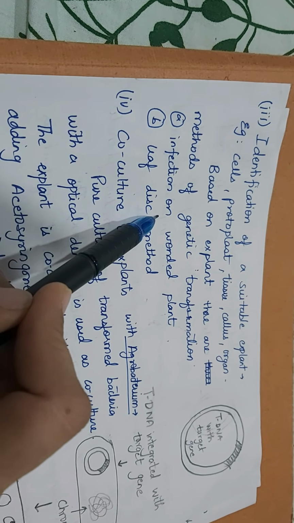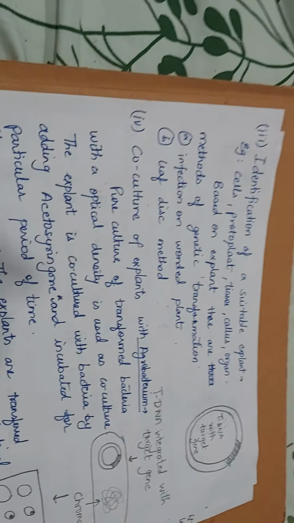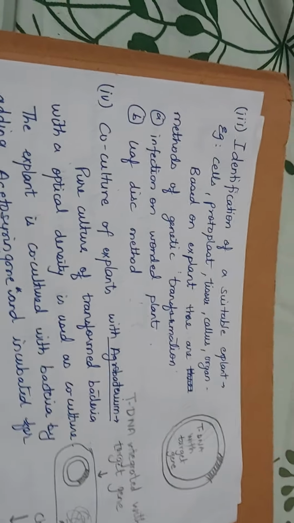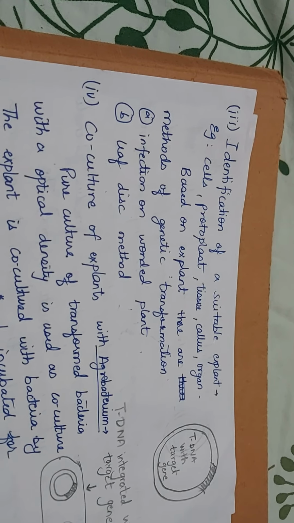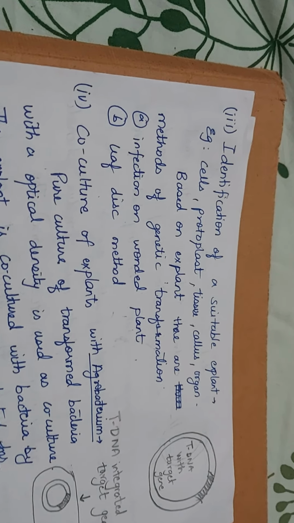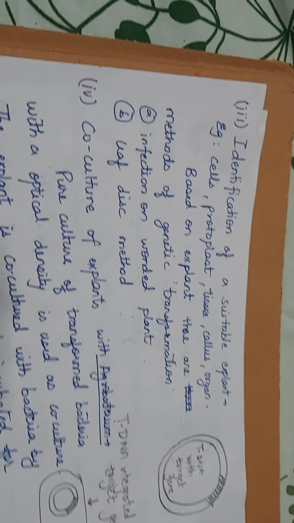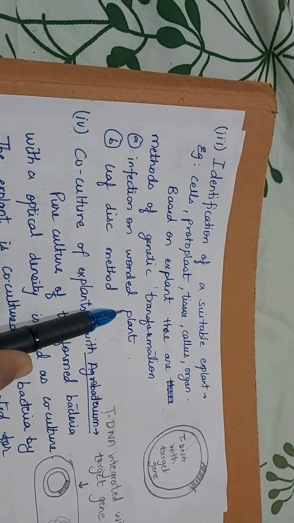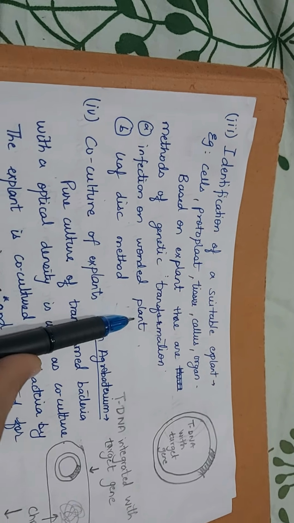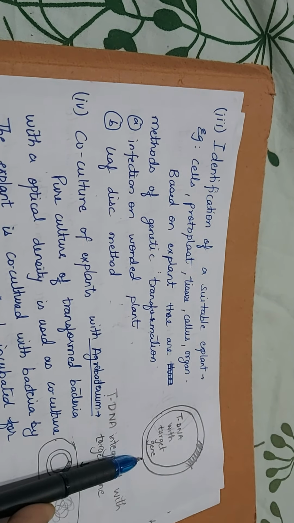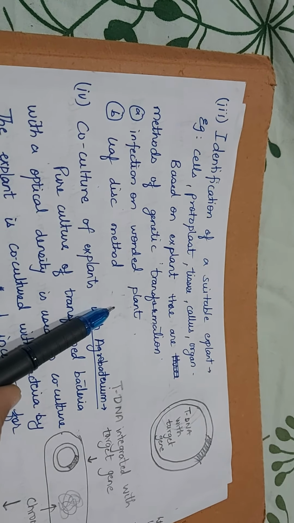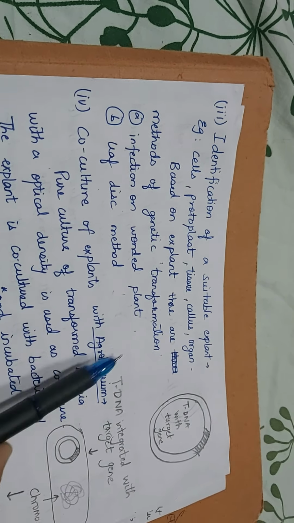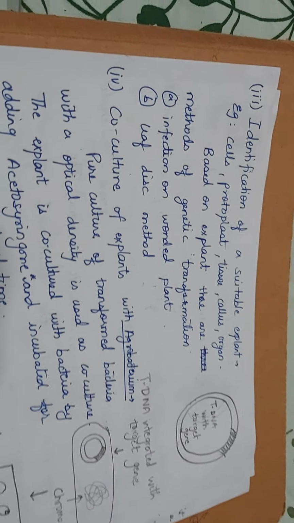First is infection on a wounded part. You know that Agrobacterium can infect the wounded plant and grow in the wounded plant. It can go into the wounded plant and then our desired gene, the plasmid, can get inserted. So this is infection of wounded plant, or the leaf disc method. Here I will explain the leaf disc method.